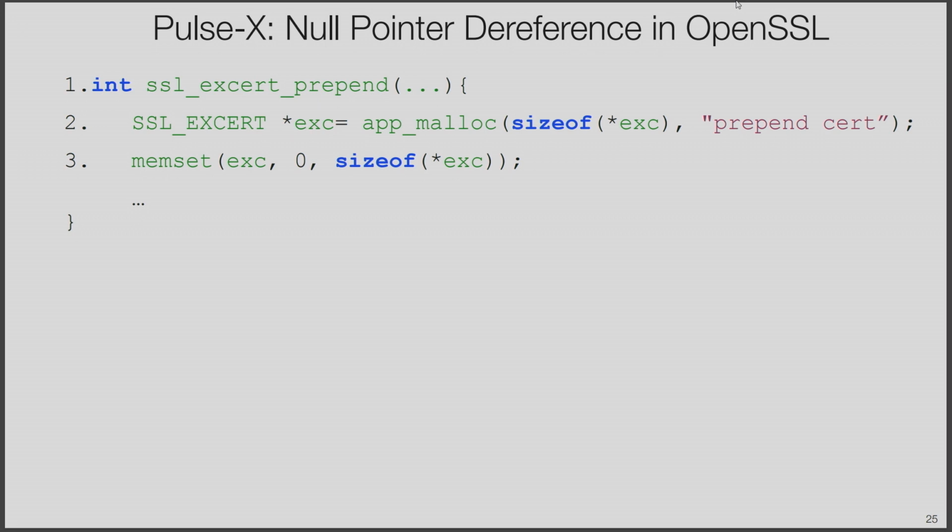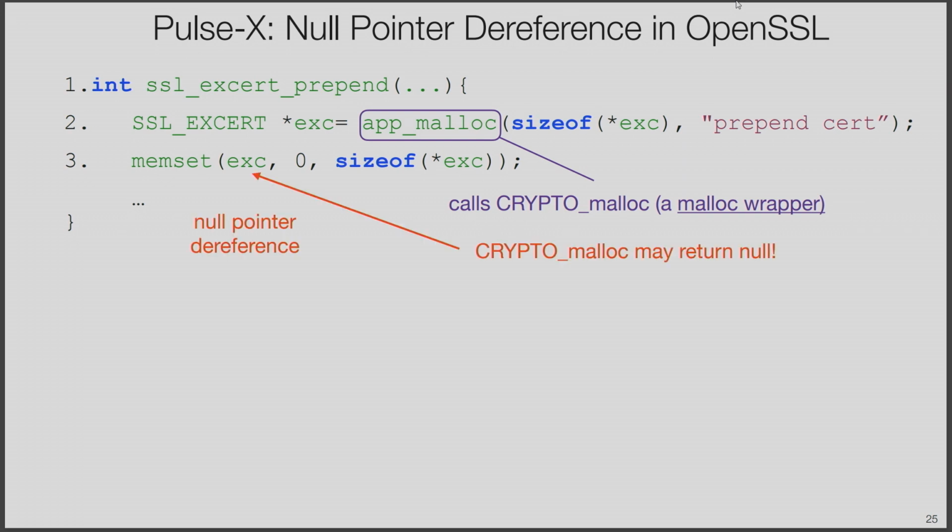So this is a procedure in OpenSSL for some weird reason called xset prepend. All it does, or at least the bits that we're interested in, is that it allocates some memory, calling this procedure appmalloc, and then zeroes it out. Just use memset to write 0 to that bit of memory. But the problem is, appmalloc itself calls something called cryptomalloc, which is a malloc wrapper, and it turns out that cryptomalloc can return null. So if cryptomalloc returns null, which means appmalloc returns null, then here, when you try to set it to 0, you can get a null pointer dereference.